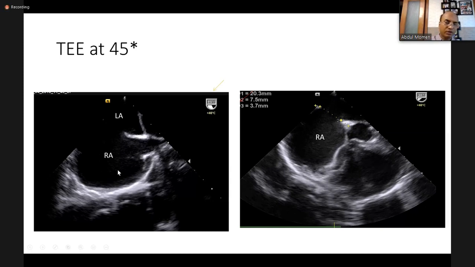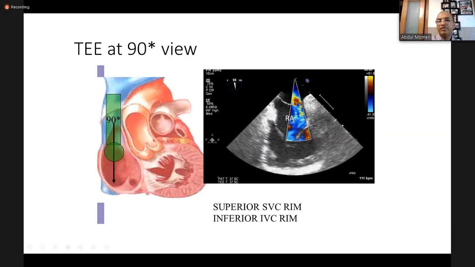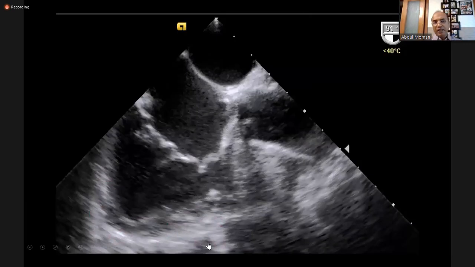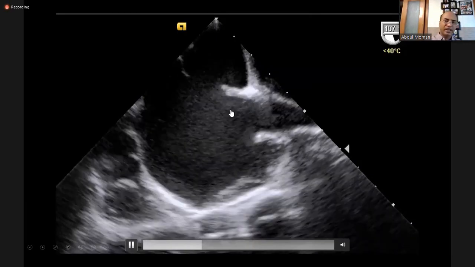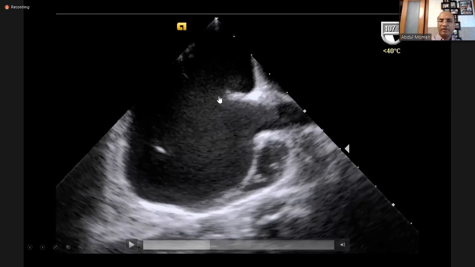If we stop here, this is the SVC. Here is the IVC. This is the SVC rim. This is the ASD. This is the thin IVC rim. If we play again, look at the IVC rim, a bit thin, a bit floppy, but it is adequate. So we go from 90 to 120 to 180 degrees, all throughout the cycle, and we get this view. The SVC rim, the IVC rim, excellent IVC rim but a bit floppy. This is the ASD.